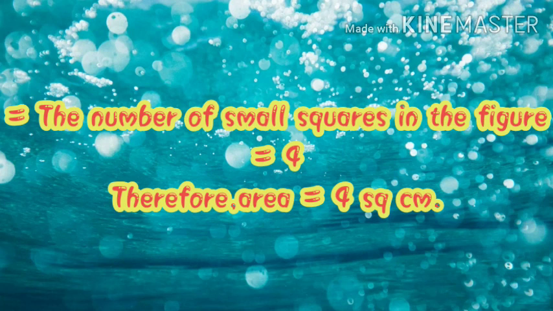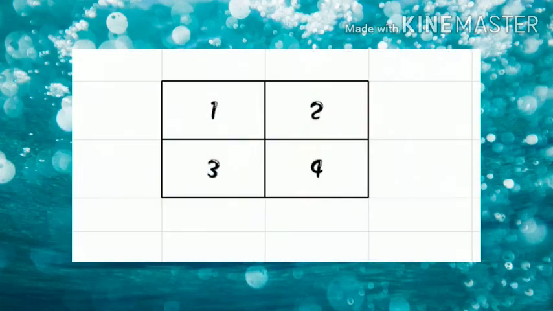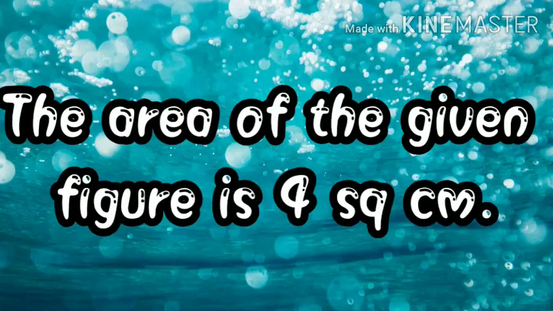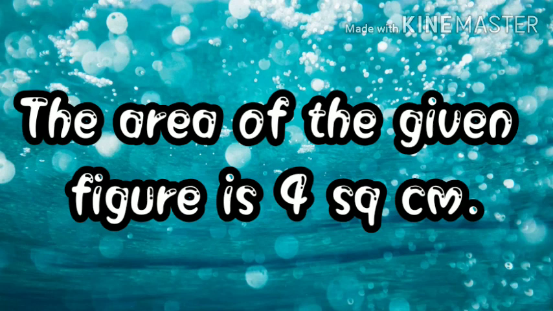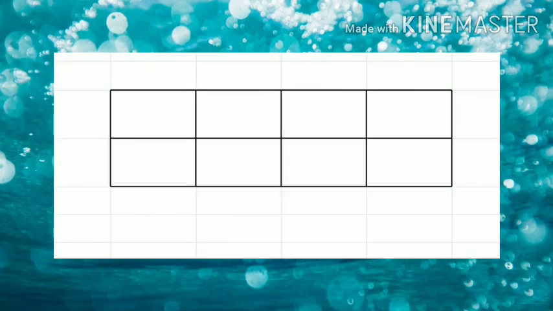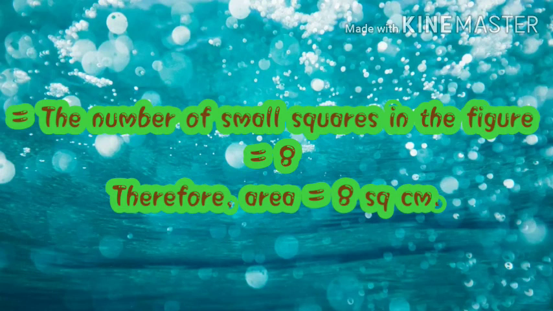Next, the area of the figure is equal to the number of small squares in the figure, which is equal to 4. Therefore, area is equal to 4 square centimeters. The area of the given figure is 4 square centimeters. Next, the area of the figure is equal to the number of small squares in the figure, which is equal to 8. Therefore, area is equal to 8 square centimeters. The area of the given figure is 8 square centimeters.